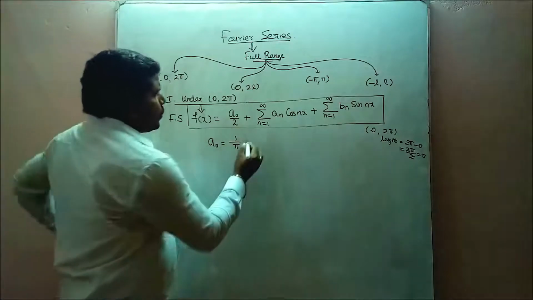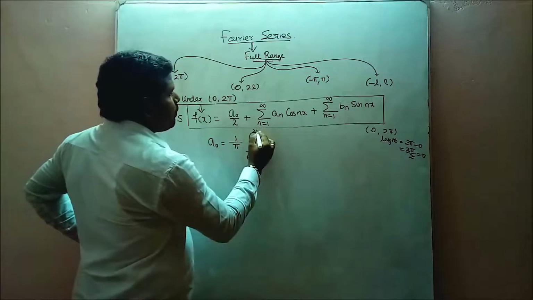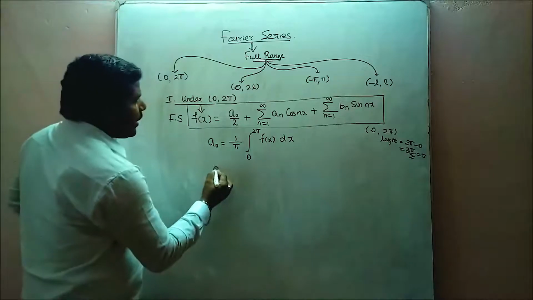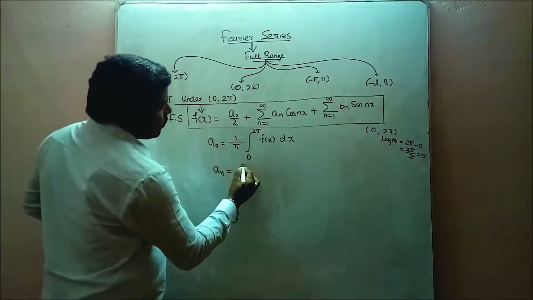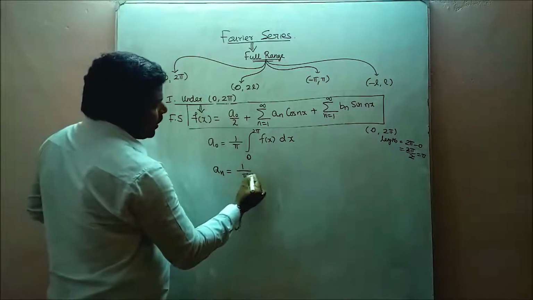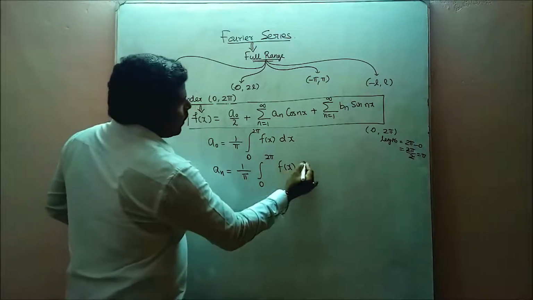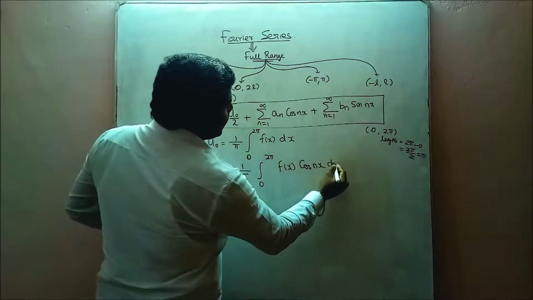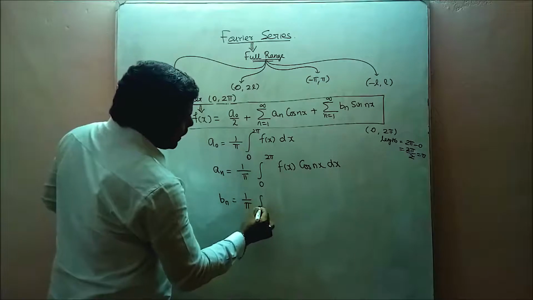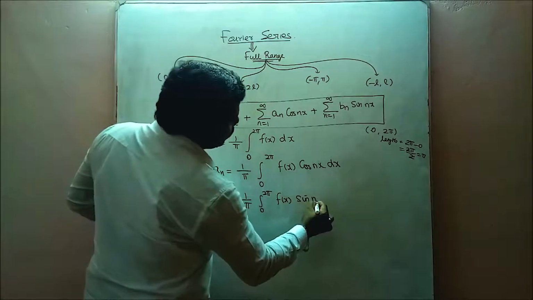1 by pi into integral 0 to this interval. So this is the lower limit, this is the upper limit, 2 pi. So f of x into dx. This is the value of a0. So an is equal to 1 by, so half of the length. In the length la பாதி எடுத்துக்குங்க pi. So integral 0 to 2 pi, f of x into cos nx into dx. So bn is equal to 1 by pi into integral 0 to 2 pi, f of x into sin nx into dx.